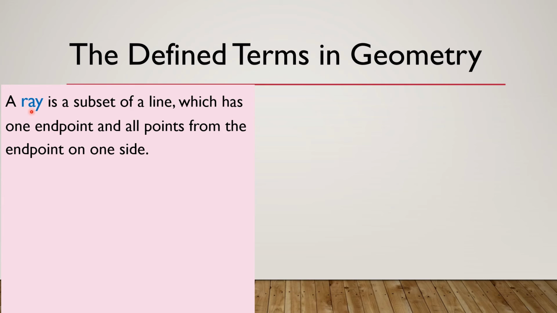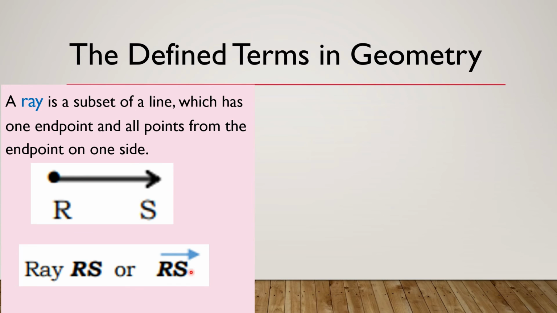Okay, another type of defined term is the ray. A ray is a subset of a line which has one endpoint and all points from the endpoint on one side. Like in this illustration, it is an example of a ray. There is one endpoint and all points from the endpoint on one side. From this endpoint, it extends infinitely.